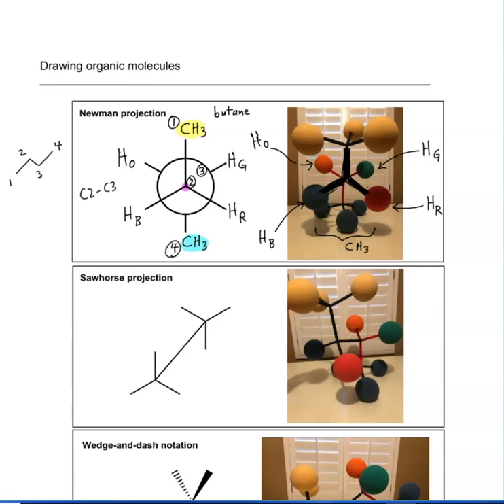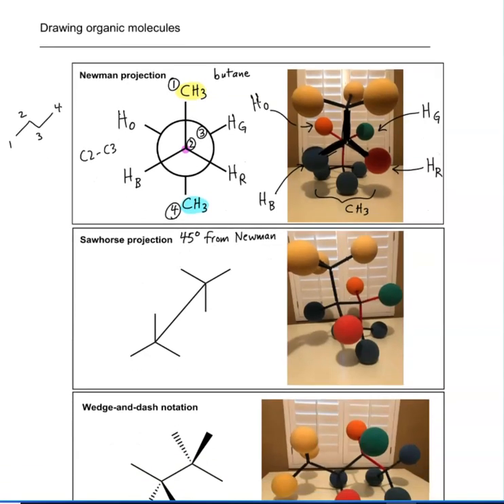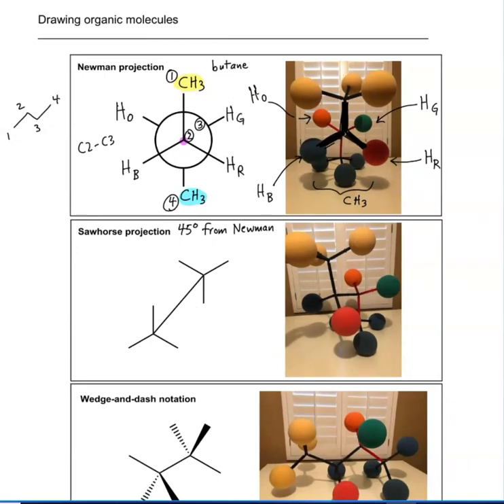So if we take this and we rotate it 45 degrees, now you're able to see the carbon-carbon bond between carbons 2 and 3. So carbons 2 and 3 are here and here. And so now let's track with what we have going on.